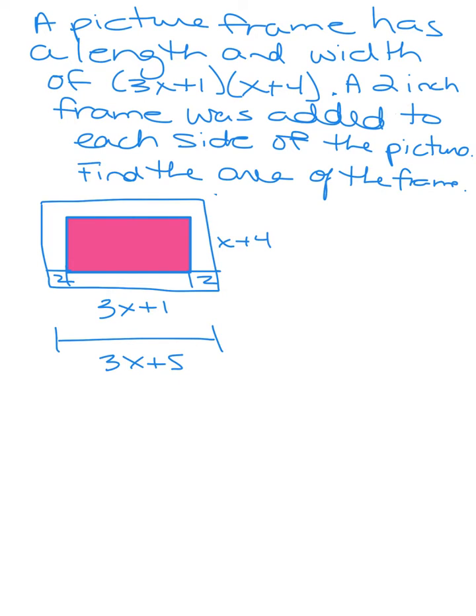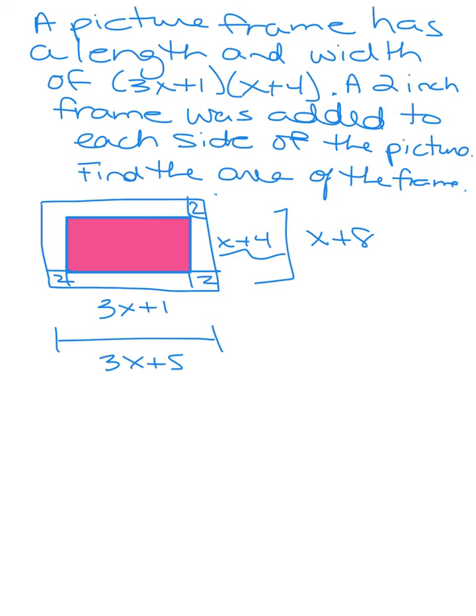Now again, if I do the same thing, on the other side I have x plus 4. That's the piece in there. And again, my picture frame is 2, again, on either side. So again, my whole piece there is going to be x plus 4 plus 2 plus 2. So that gives me x plus 8. And that gives me the width of the entire side, the picture and the frame as well.